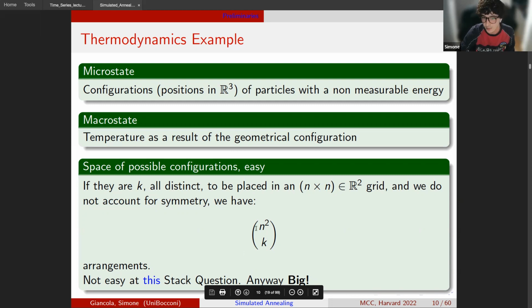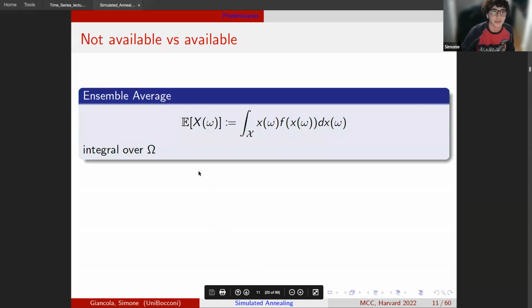And this is also an easy example. There's a lot of relaxations. So if you want to see something else, click on the link and you'll see a question I asked.